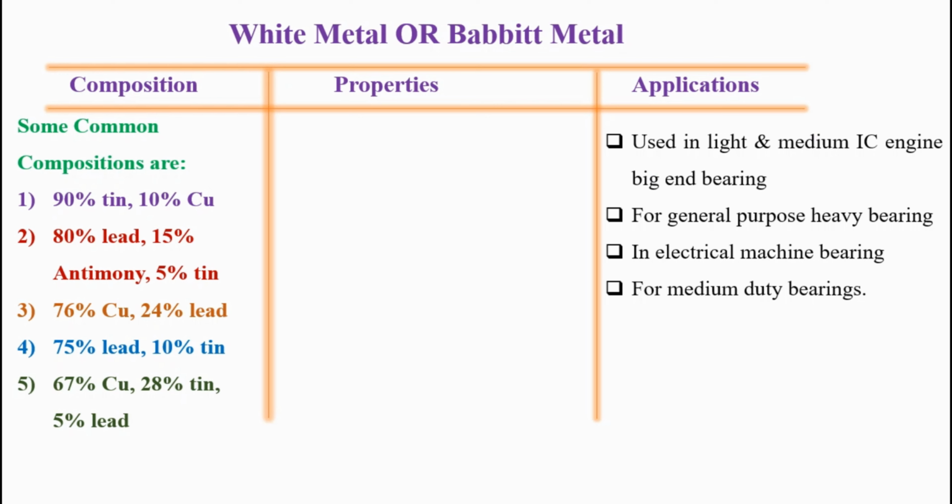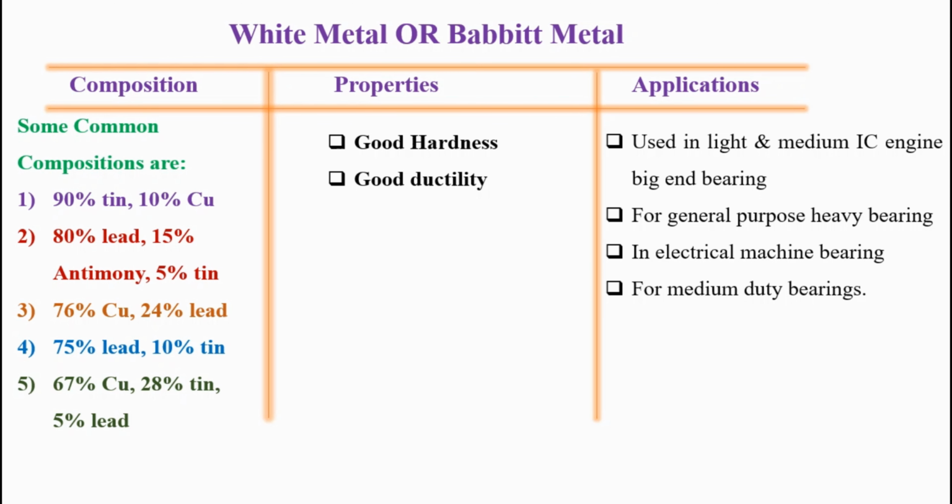If I am talking about the properties of white metal, you can see it has good hardness. As we have seen the desirable properties of a bearing material, what properties a bearing material should possess, this white metal also possesses such properties. That is one of the properties, good hardness. Then it has good ductility also. It is ductile in nature also. So this is about white metal and its properties.